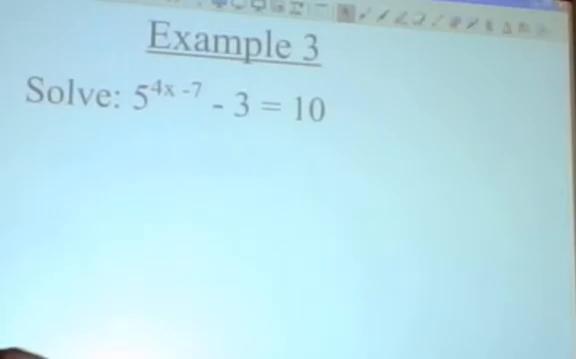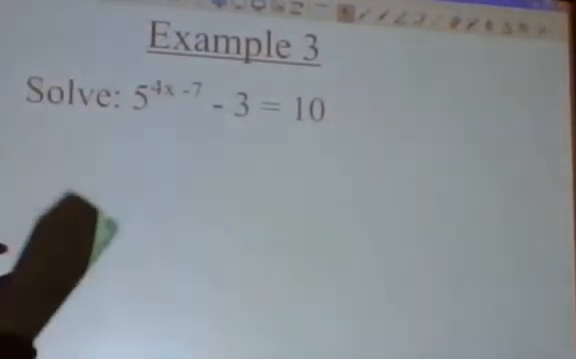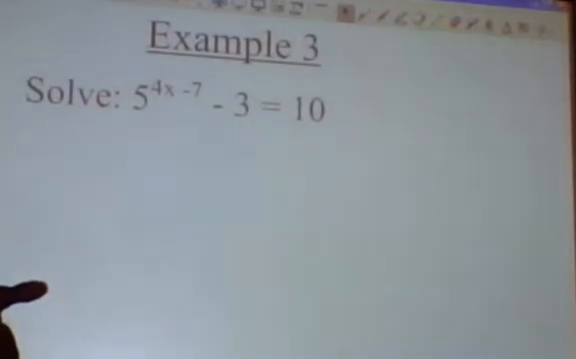Alright, so example 3. We're going to solve 5 to the 4x minus 7, minus 3, equals 10. And so we're going to follow the same pattern again, all 4 steps, in order.